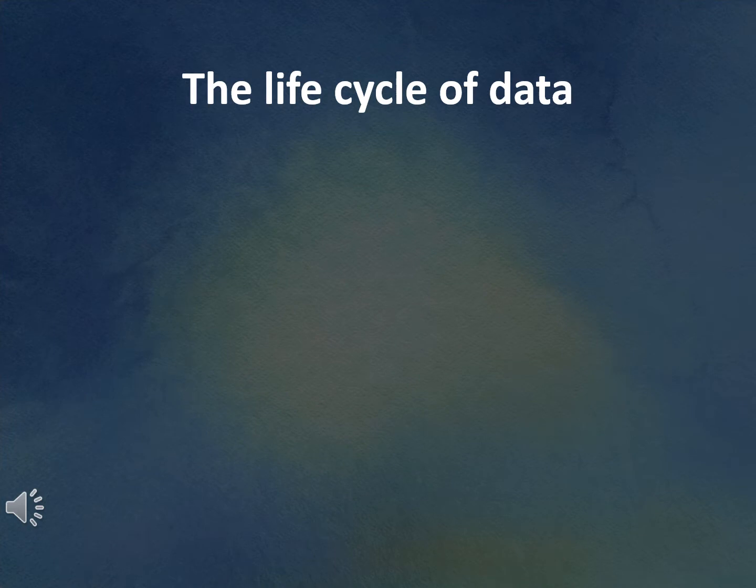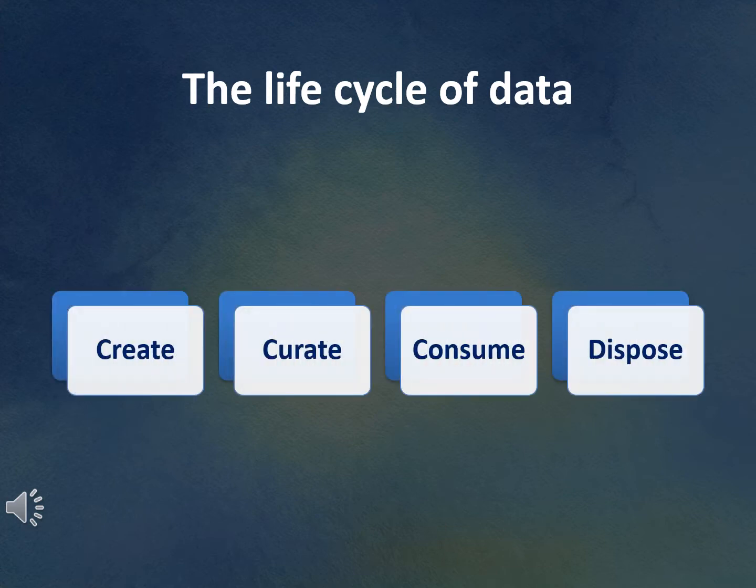Data, like all things, has a beginning, a middle, and an end. We call this the data lifecycle. The first phase of the data lifecycle is the creation of data. Data can be created in many ways, e.g., from a paper form, an image, electronic documents such as Word or Excel, or from a database.